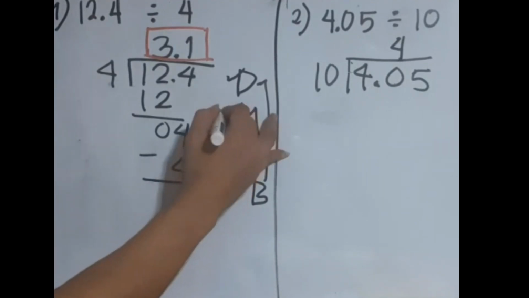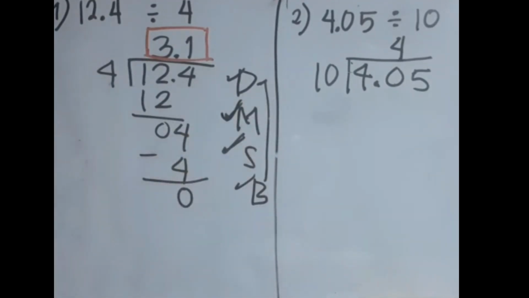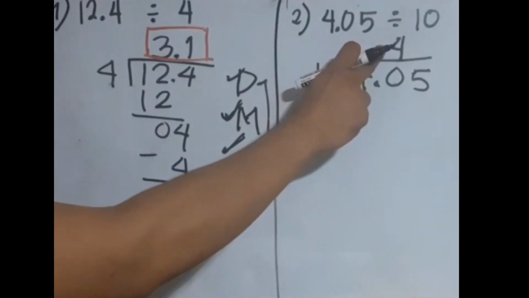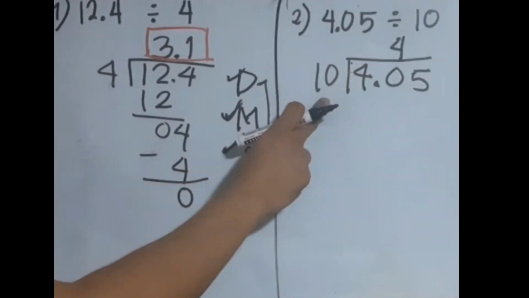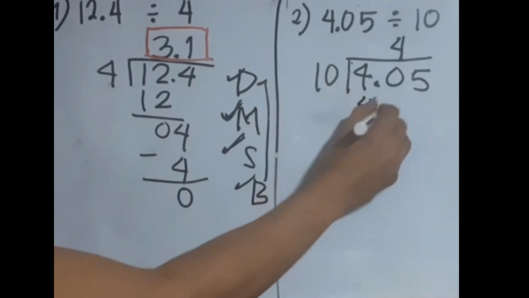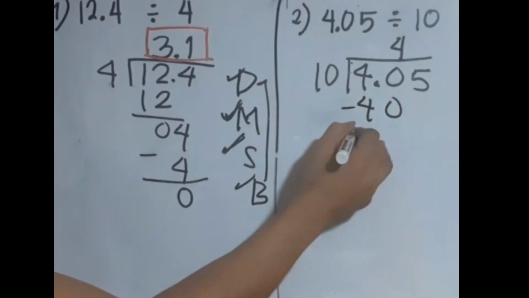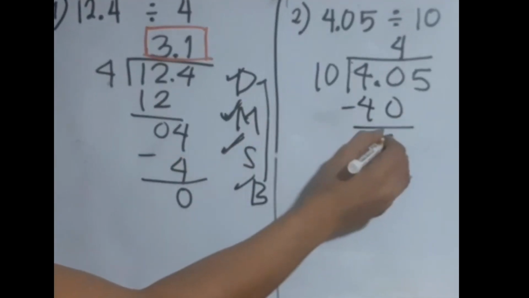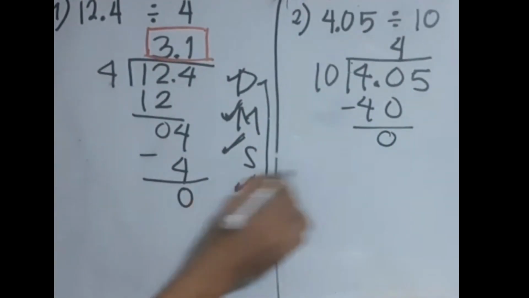Then next is multiply. Multiply your partial quotient to the divisor. That will be now 4 times 10 is equals to 40. Then subtract. The answer is 0. Then, bring down 5.